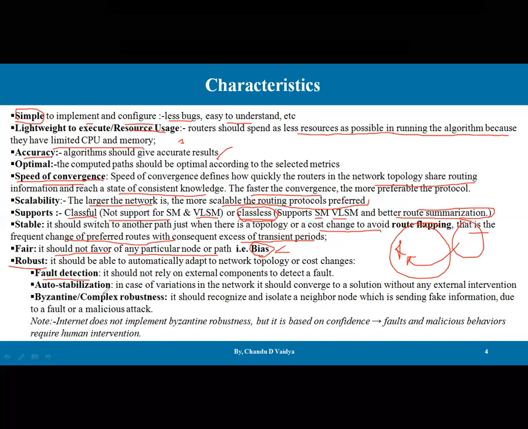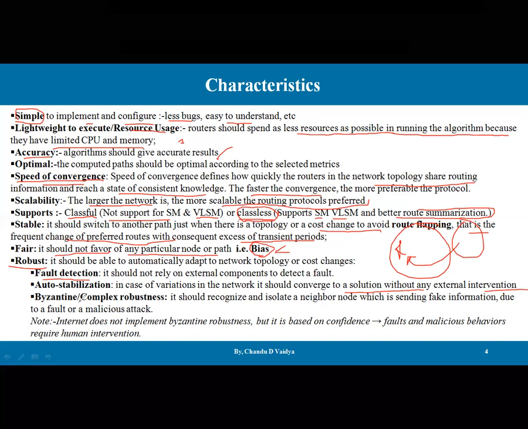Auto stabilization. In case of variations in the network, it should converge to a solution without any external intervention. So whatever network calamities happen, those calamities are going to be solved within that particular network only. It's supposed to not rely on other network components also. So it is going to be auto stabilization.